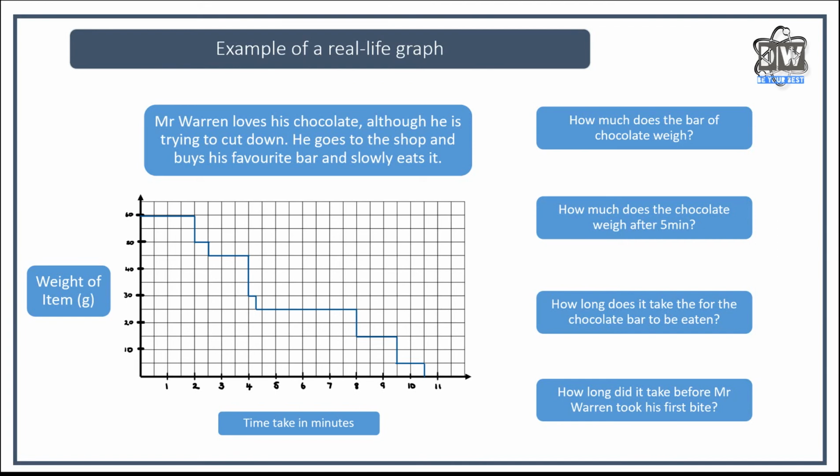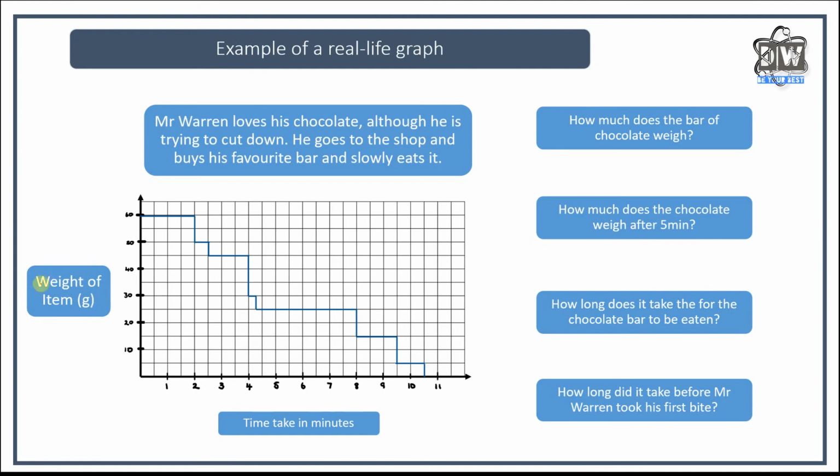So first up, Mr. Owen loves his chocolate, although he is trying to cut down. Yeah, that's very true. That's very true. He goes to the shop and buys his favourite bar and slowly eats it. Oh yes, I can even just think about it now.